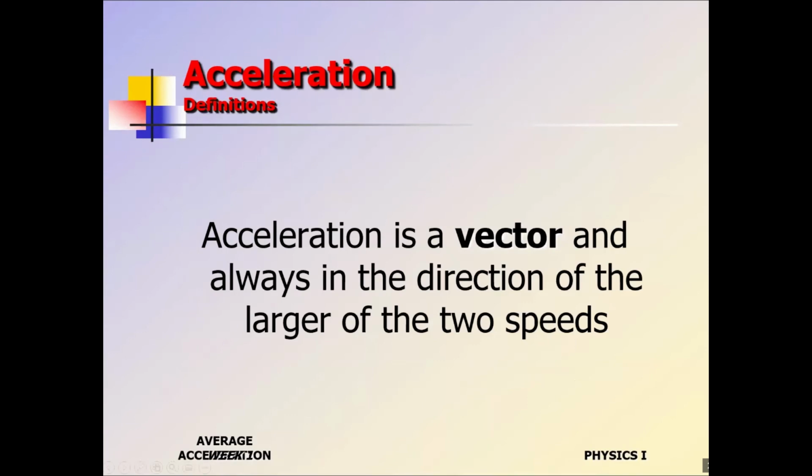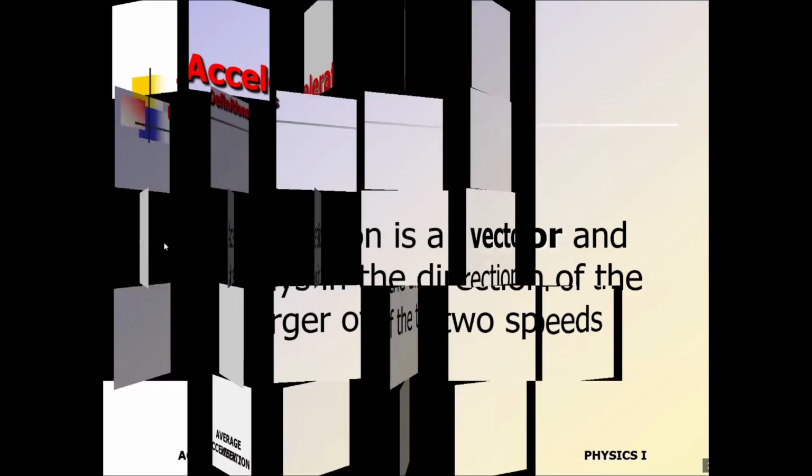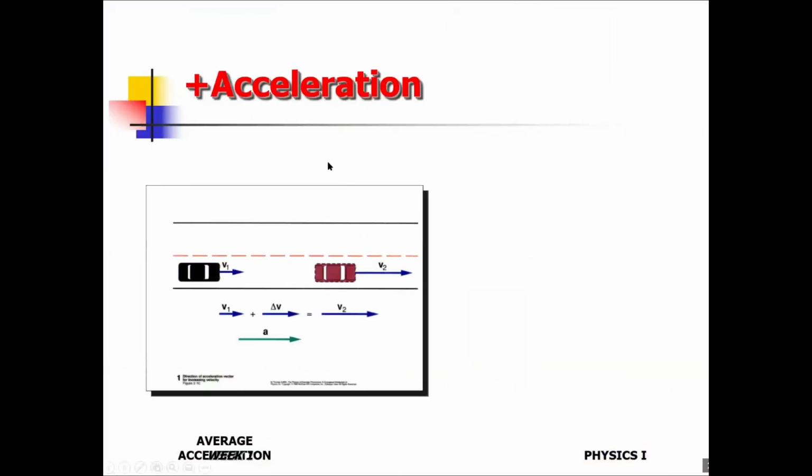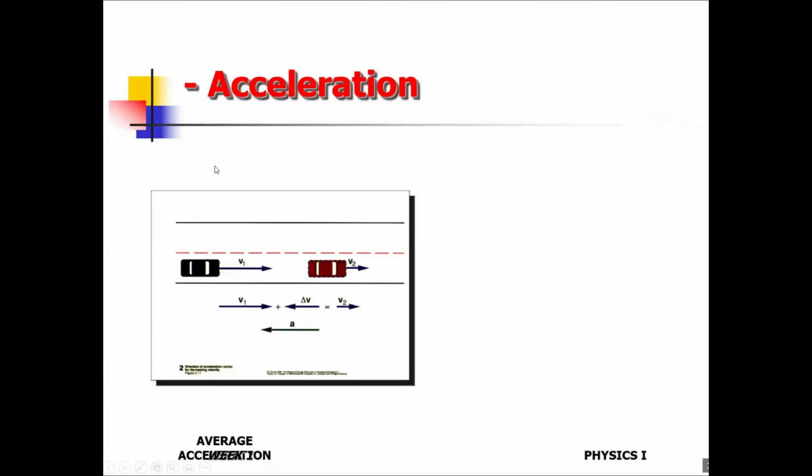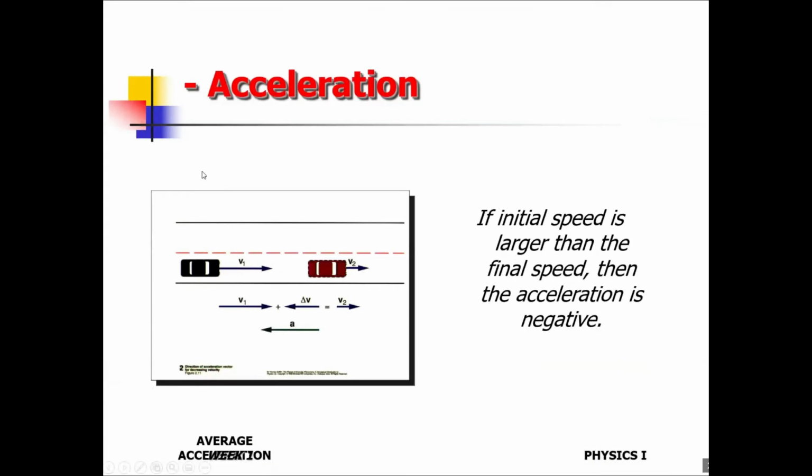Now, acceleration is a vector, meaning that it's got direction. If it's to the right, it's going to be positive. If it's to the left, it's going to be negative. Positive acceleration simply means that something is speeding up. Notice that the acceleration points from the smaller to the larger velocity, so it's speeding up. If it's negative acceleration, it's slowing down.